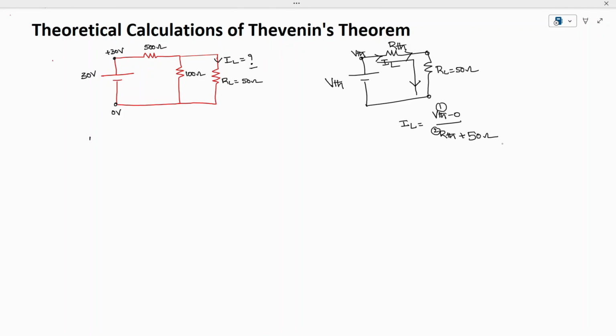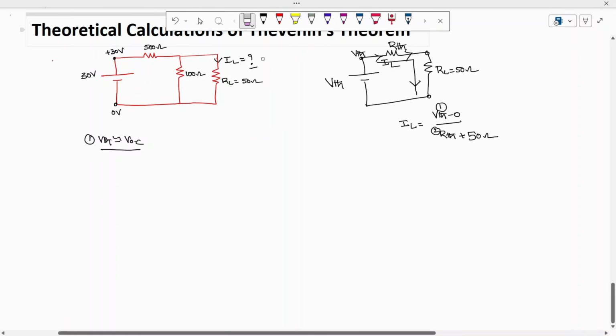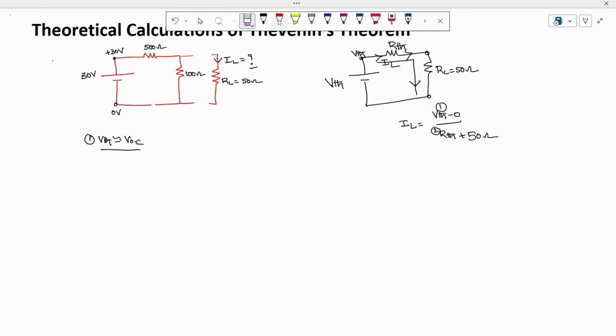Here you can see the type of source given is an independent source. The first step is finding VThevenin. VThevenin is also called the open circuit voltage. The process of finding VOC is to first remove the load resistor.